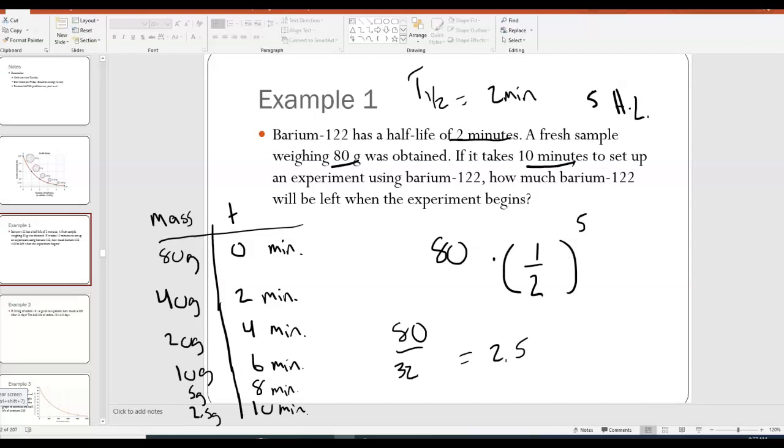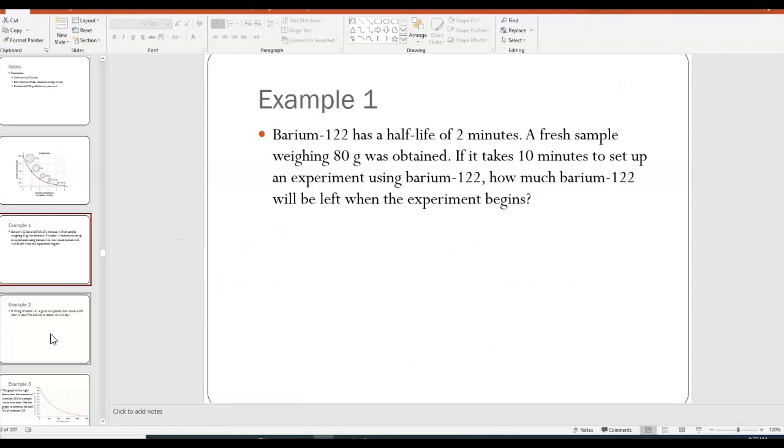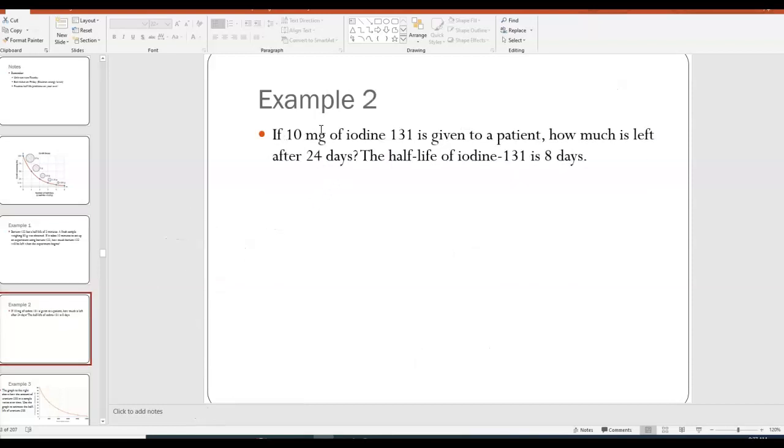Okay, I'm going to erase this here. Example 2 says if 10 milligrams of iodine-131 is given to a patient, how much is left after 24 days? The half-life of iodine-131 is 8 days. Okay, so again, simple problem. This is how much I start with. The half-life is 8 days, so T1/2 is 8 days. And I want to know how much is left after 24 days.